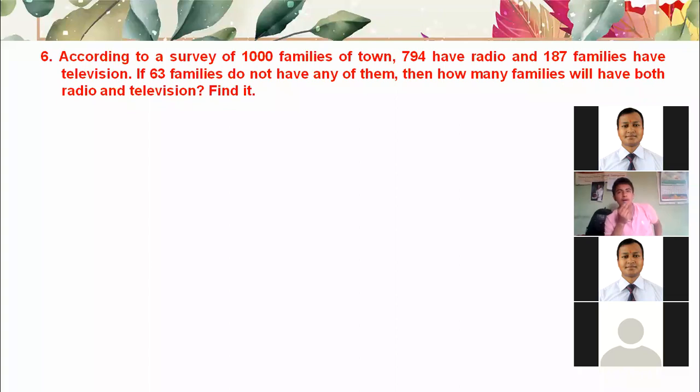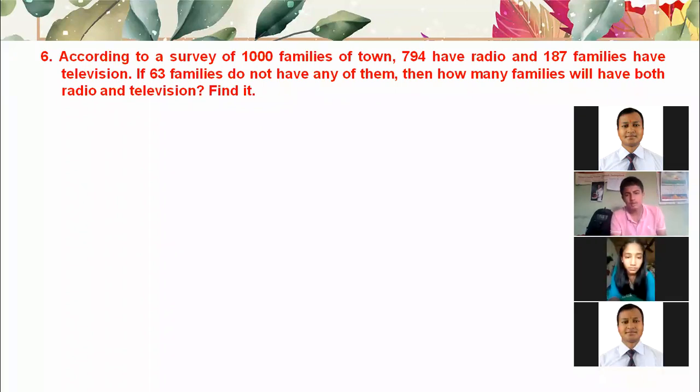From here, in grades 8, 9, 10, you will study this type of questions up to grade 10. So these are important for you. There are a total of 1,000 families, in a town or village, just think about the place. Out of those 1,000, 794 families have radio, 187 families have television, and 63 do not have any, neither radio nor television. Now the question is, how many families will have both radio and television?